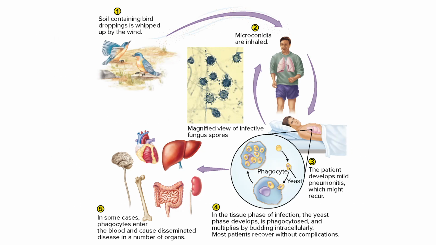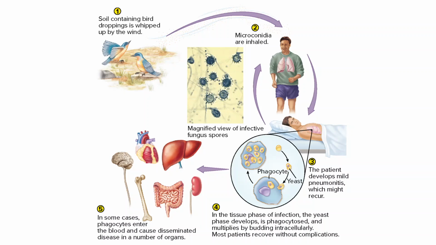And so here's a nice little diagram just kind of explaining how it all works. So basically, soil or bat droppings, right? They'll be in the soil, they get whipped up by the wind, and we're inhaling those conidia, okay? And so this guy right here, it says he develops mild pneumonitis, right? And this could recur. It could be a recurring infection if they stay inside of his body, right?